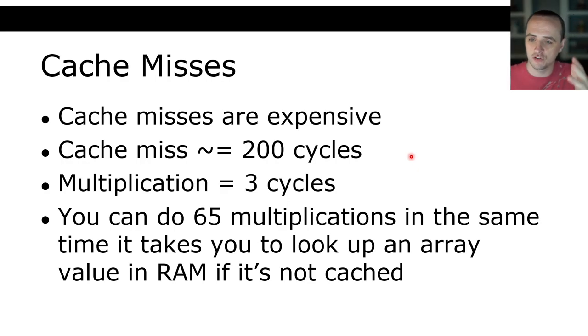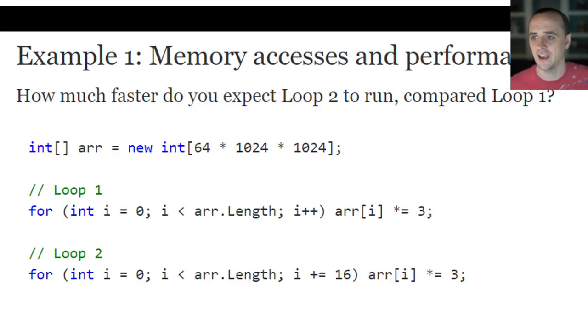So if you're just going through and you're multiplying some data, you might think, oh, this algorithm has twice as many multiplies as the other algorithm, therefore it should take twice as long. But if the one with half the multiplies has more cache misses, then it might be 65 times slower, right? It's crazy how much this ends up mattering. And here's a very tangible example of that.